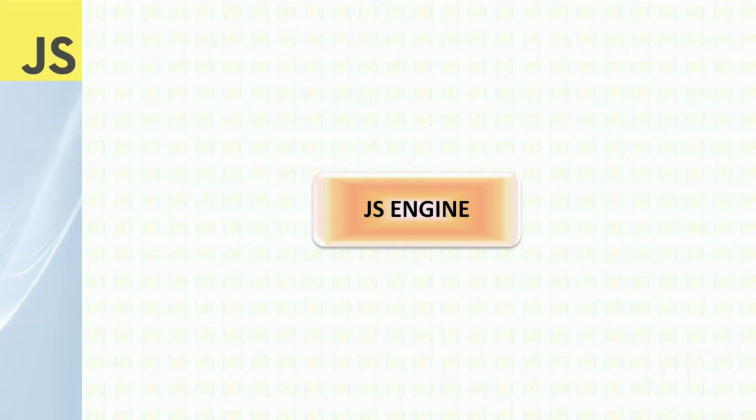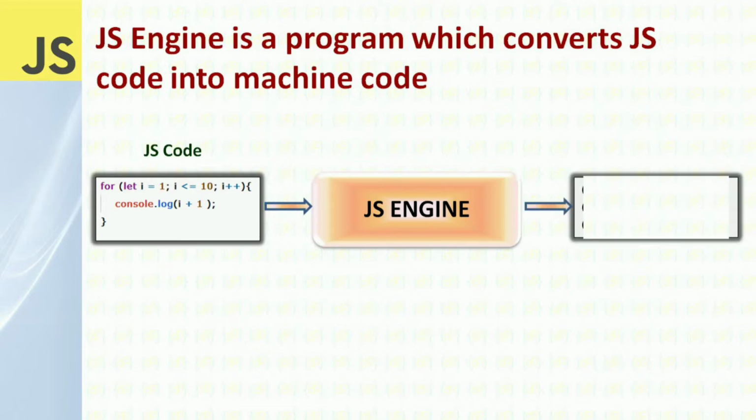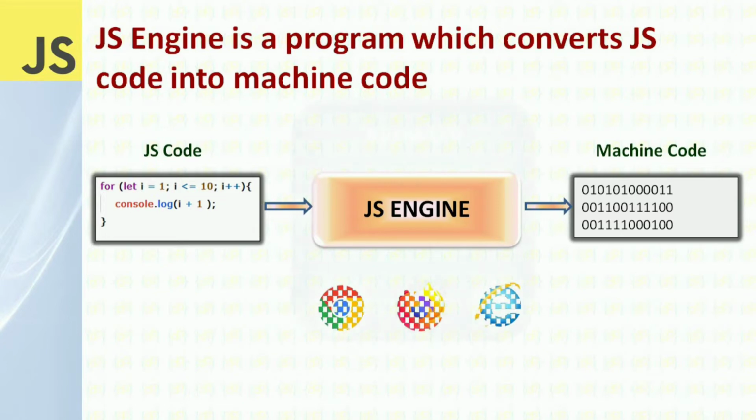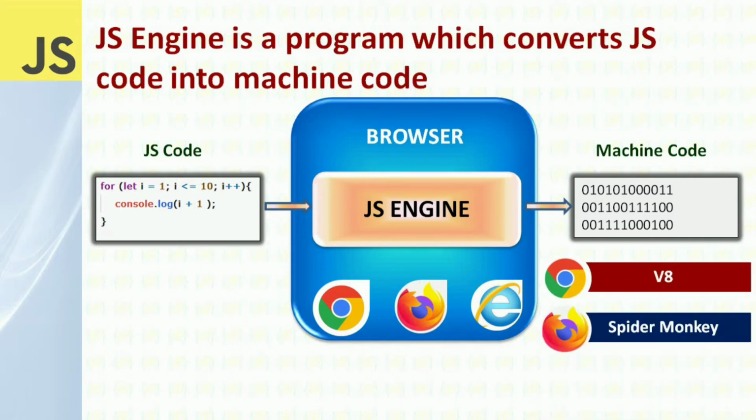To run JavaScript, we need a JavaScript engine. What is a JavaScript engine? A JavaScript engine is a program used to convert JavaScript code into machine code. Where do we have this JavaScript engine? Every browser has its own JavaScript engine. The JavaScript engine of Google Chrome is V8, the JavaScript engine of Mozilla Firefox is SpiderMonkey, and the JavaScript engine of Internet Explorer is Chakra. And other browsers have their own JavaScript engine implementation built within them.